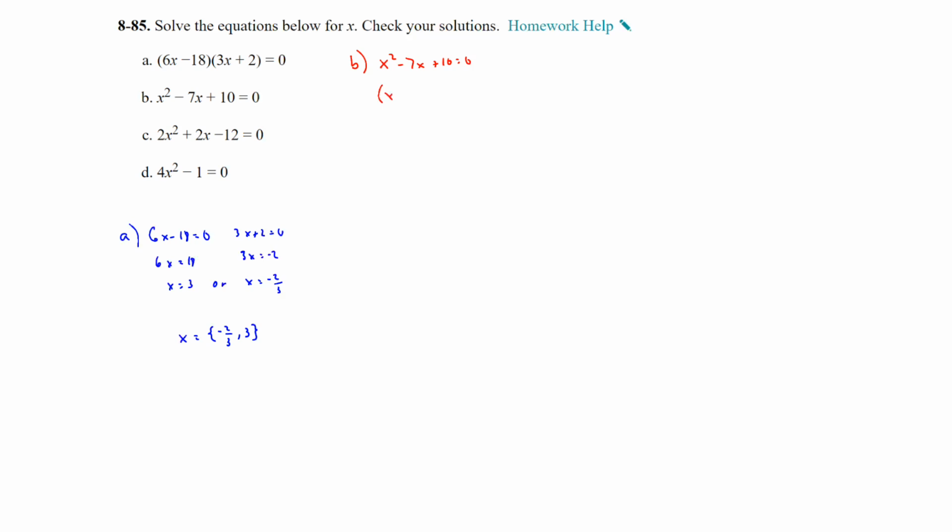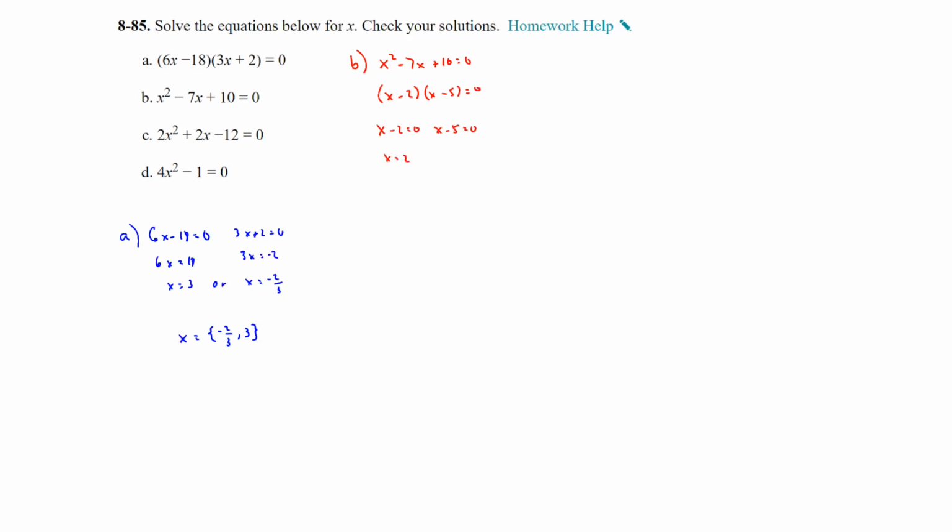So you could use your generic rectangle to figure this out. I'm going to go ahead and write the factors down. x minus 2 and x minus 5 are the two factors being multiplied to give you 0. And then we can set our factors using the zero product property again.